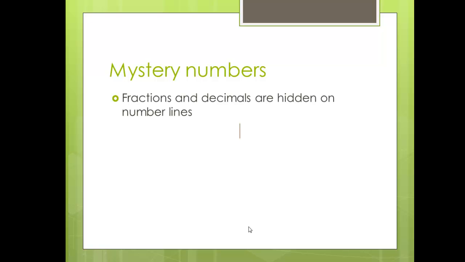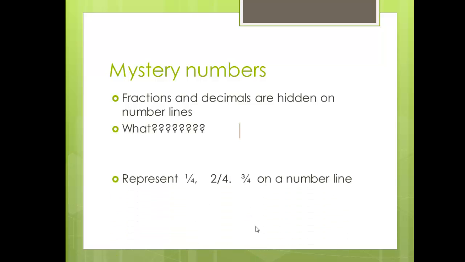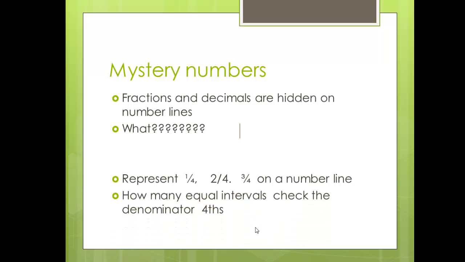Mystery numbers. Did you know that fractions and decimals are hidden on number lines? Well, let's represent 1/4, 2/4, and 3/4 on a number line. First thing we need to do is draw our number line. Well, how can we find out how many intervals we need to make? Let's look at our denominator. We have a denominator of 4. That tells me my number line needs to be divided into 4 intervals.